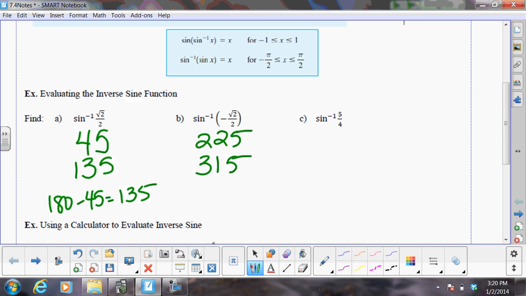An arcsine of 5/4. Well, 5/4 is bigger than 1. Sine can never be bigger than 1. So this just does not exist.